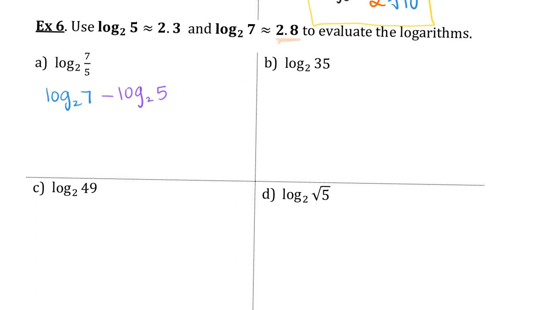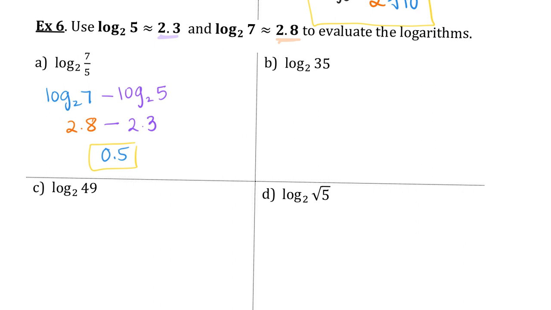Now they told me the log base 2 of 7 is 2.8. So now I'm going to write this as 2.8 minus the log base 2 of 5, which they gave to me as about 2.3. If I do 2.8 minus 2.3, I get about 0.5. So according to their approximations and my log properties, the log base 2 of 7 over 5 is about 0.5. Okay, let's look at B.